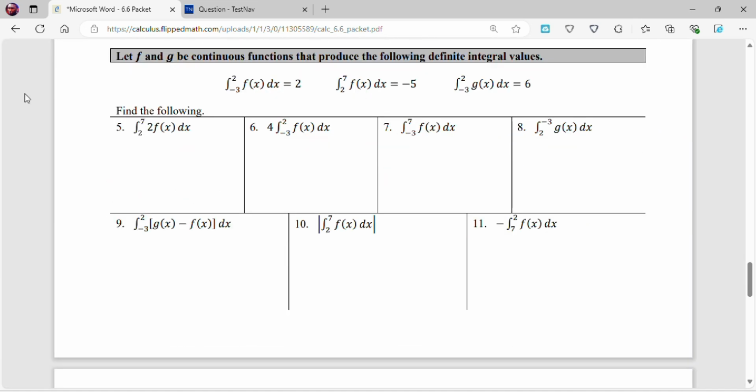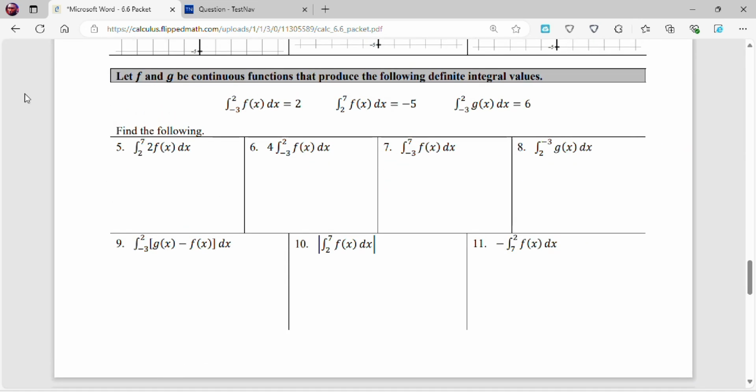All right, so now we have a different type of question. So let's see. We have f and g as continuous functions, which will produce the following indefinite integral values. So, okay, let's take note. Okay, we have this. All right, cool. Find the following. Integral from 2 to 7 of 2 times f of x. So 2 to 7, we have that right here. And then we're just going to apply some of the rules, right? So the constant goes on the outside.